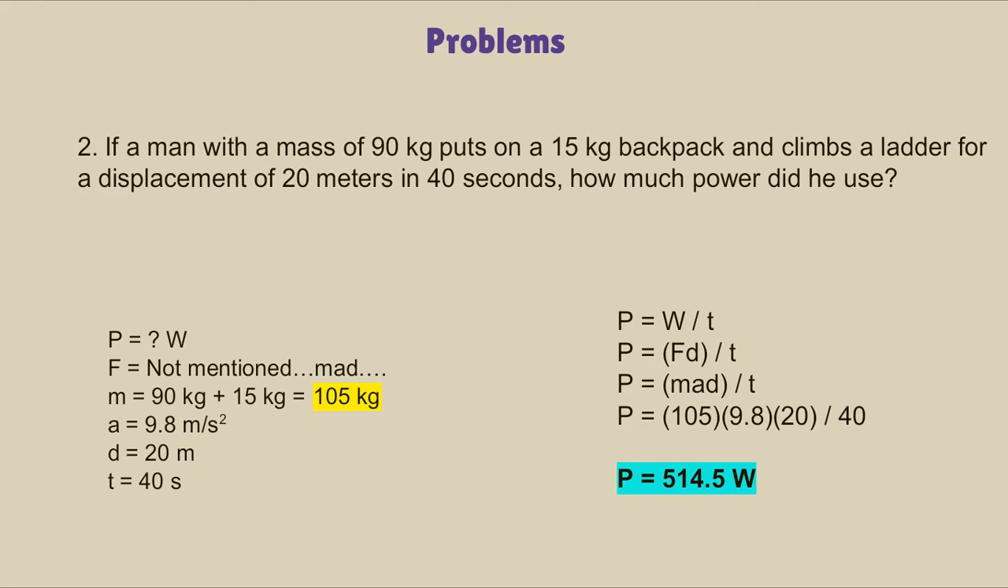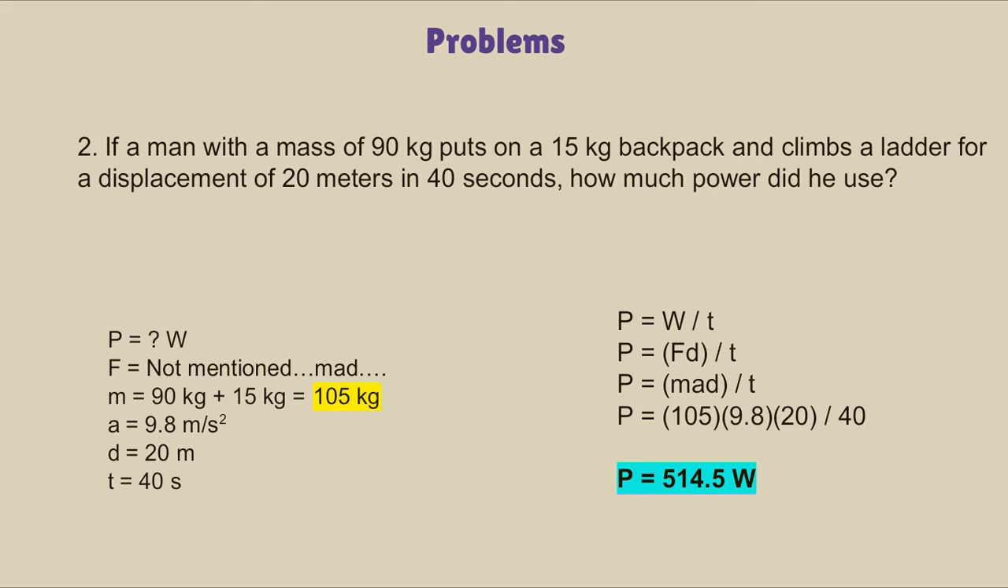The mass, of course, the man had a mass of 90 kilograms, and he put on a backpack of 15 kilograms. So you combine the two because his current mass is 105 kilograms, and that's what he's climbing up the ladder with. The acceleration, against a vertical movement. So acceleration of gravity is negative 9.8, but we're offsetting that and going upwards. It's 9.8 meters per second squared. The distance, or the displacement, was 20 meters vertically, and the time that we did it in was 40 seconds.